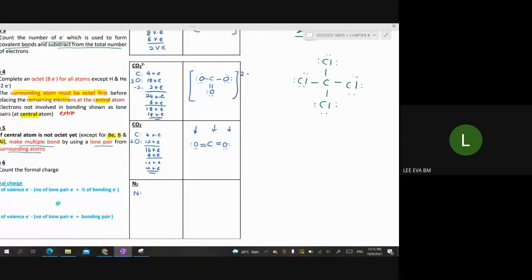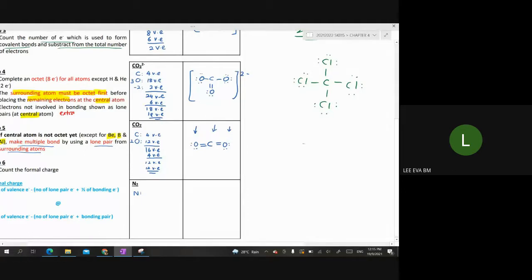Madam harap boleh ikut sebab part ini sangat-sangat penting. Kalau Lewis structure salah, semua subtopik yang berikut akan salah juga. Okay, so make sure you practice this one ya. There is another option as well.